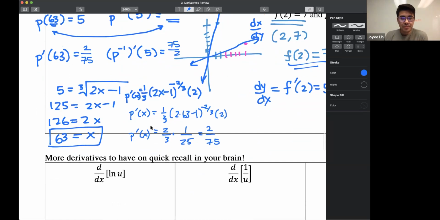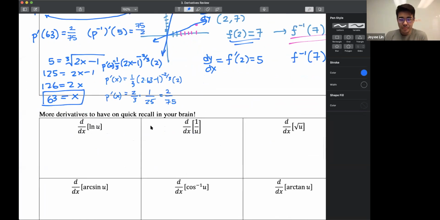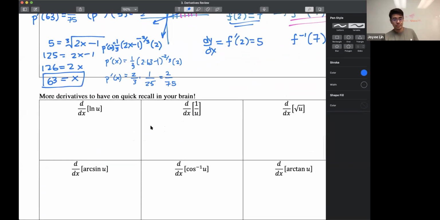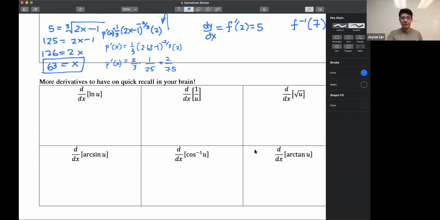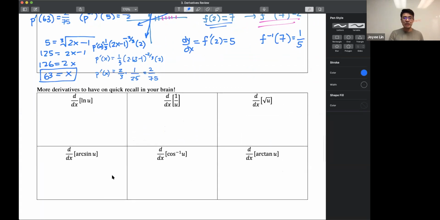Okay. So we've done the first 3, right? I think for the last 3, I don't really think they're going to show up on the test, but you should have them anyways, right? So anybody remember the arc sine of u, the derivative of that?